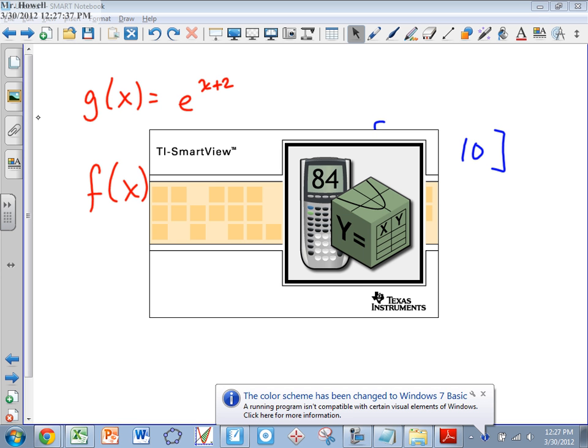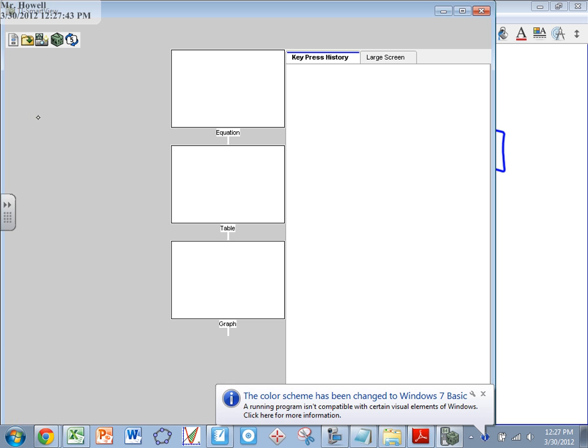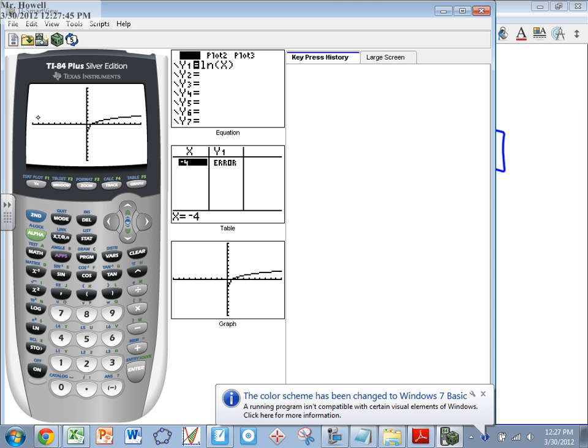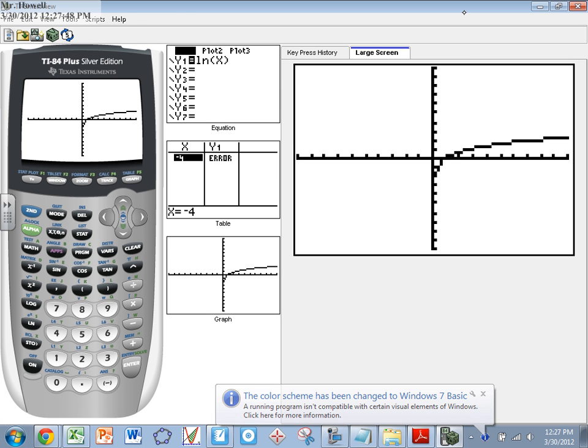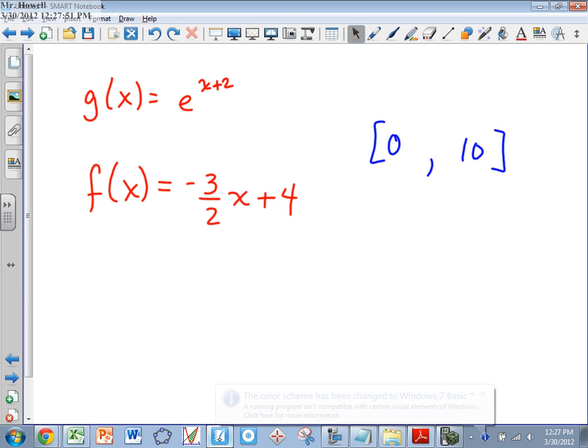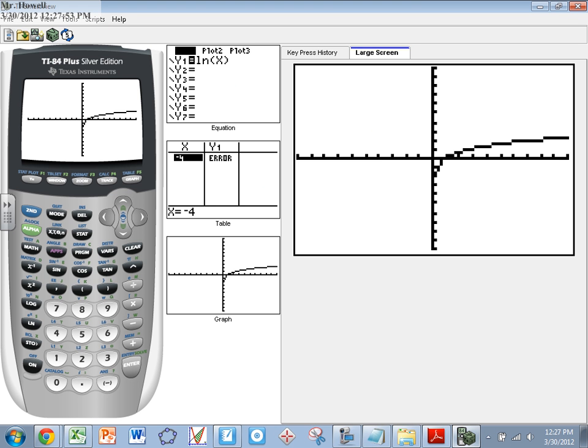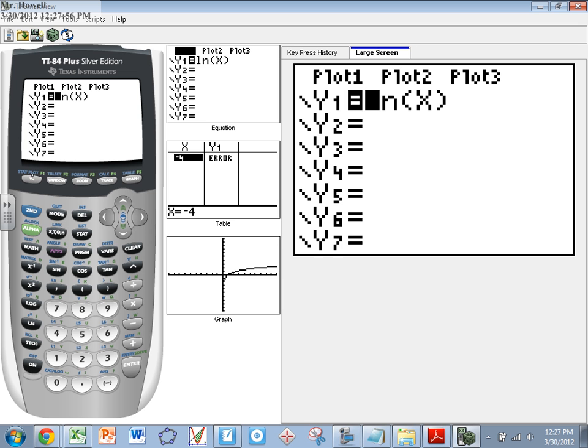Sorry, g of x is e to the quantity x plus 2. Notice how I said that? Use the terminology. And the second function was negative 3/2 x plus 4. Can we all do it in the same order, please? Because I'm going to show you how to do this in the calculator using y1s and y2s. So make the first one second e, that's the e to the x, second natural log. Make it x plus 2. And let's make the second function, parentheses, negative 3/2.